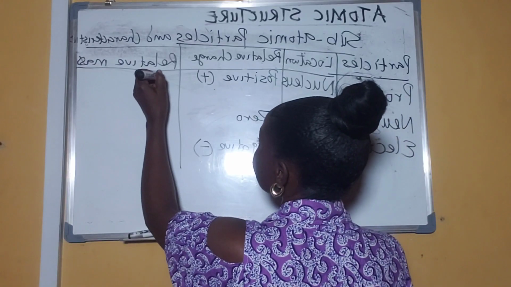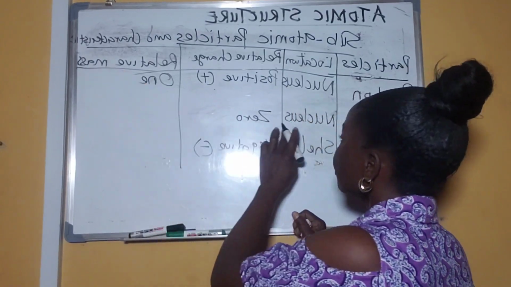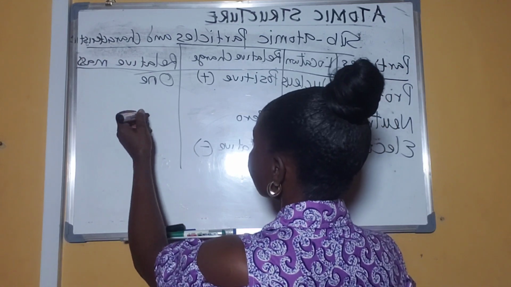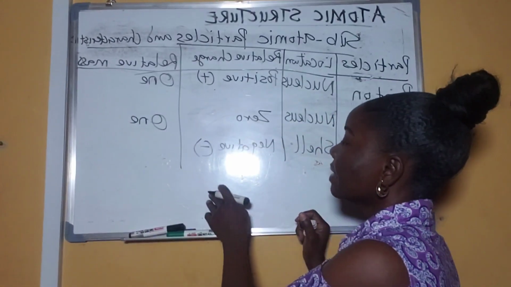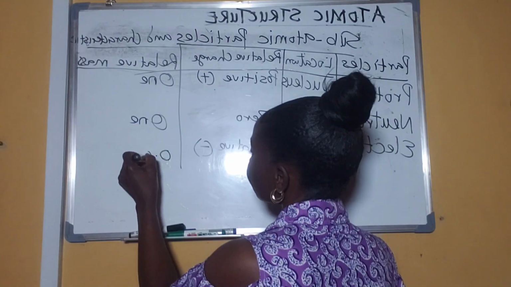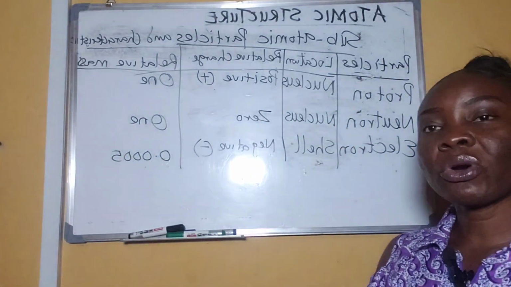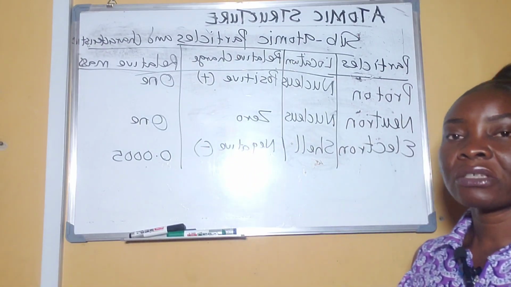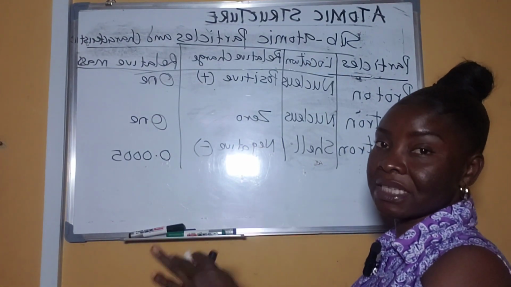Okay, proton is 1. The mass of neutron is 1, and then the mass of electron is approximately 0.0005. So these are the subatomic particles and their characteristics.